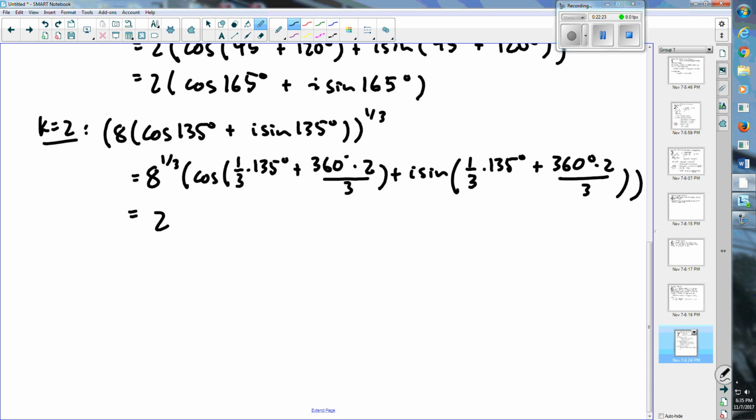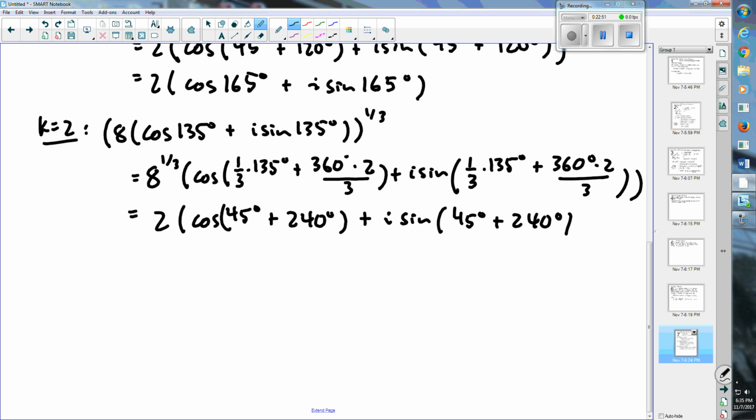Cleaning this up, 8 to the 1/3 is 2, times the cosine, this is still 45 degrees, plus 360 times 2 divided by 3 is 240, plus I times the sine of 45 plus 240, which equals 2 times the cosine, that's going to be 285, plus I times the sine of 285 degrees.